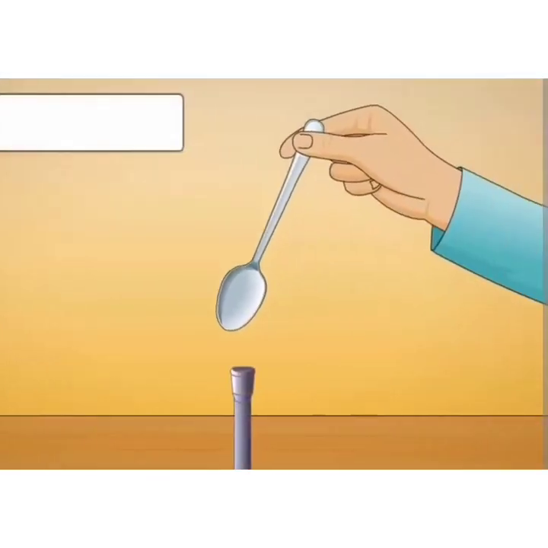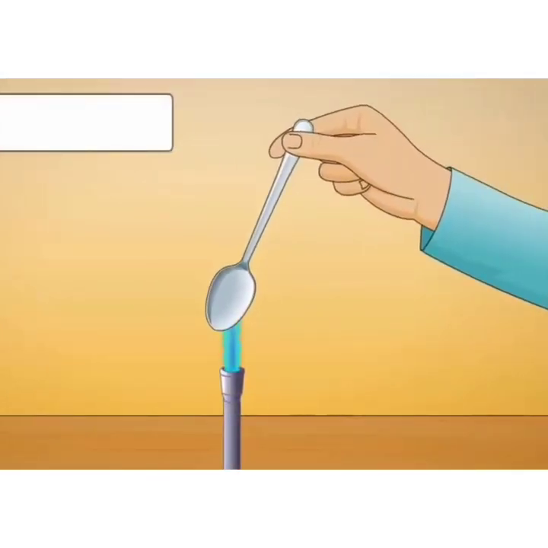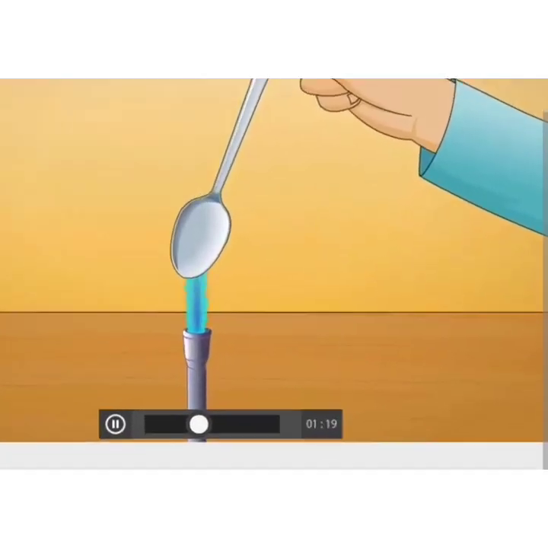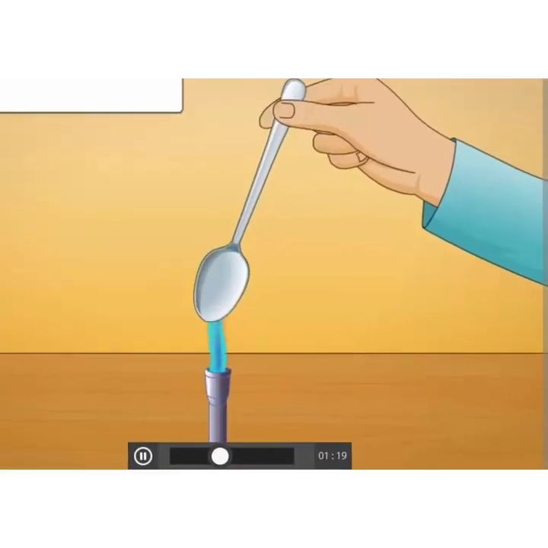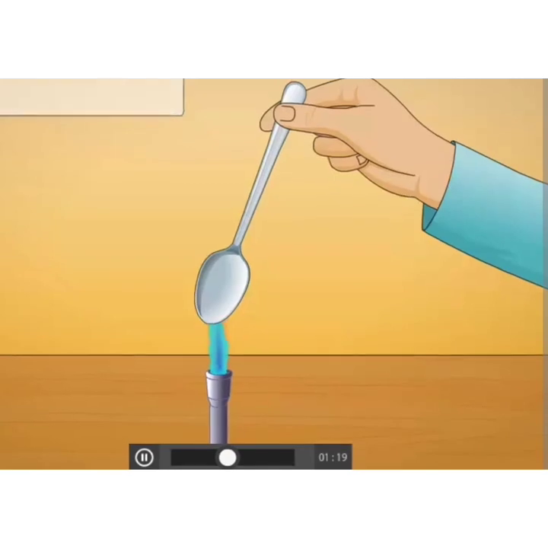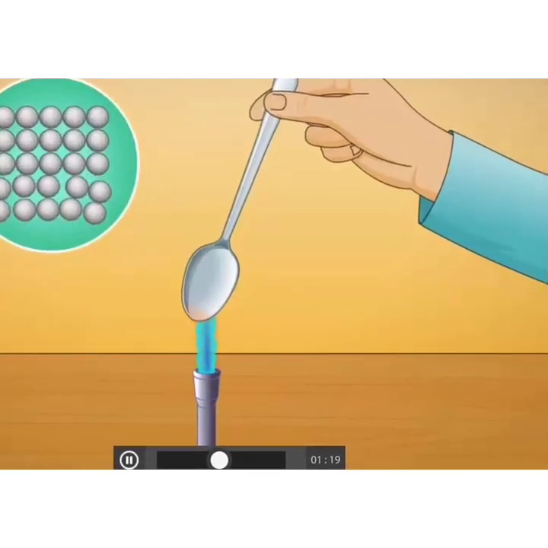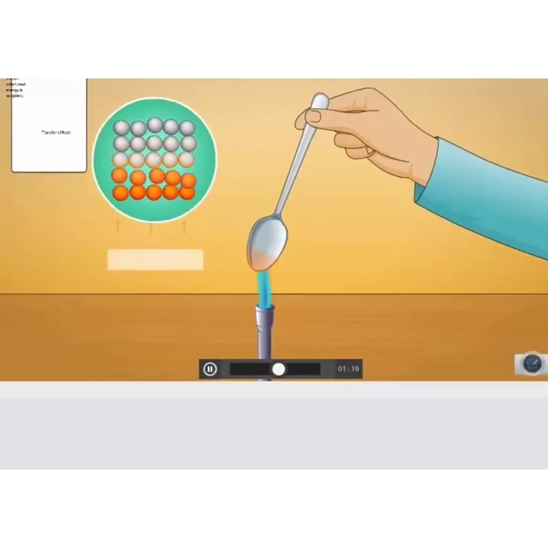Let's see what happens when we hold the spoon over a Bunsen burner flame such that only one end is in the fire. The particles of the spoon vibrate when heat is supplied and collide with each other, like the coins on a carom board, hitting each other when struck by the striker. Note how the heat energy gets transferred through particles.